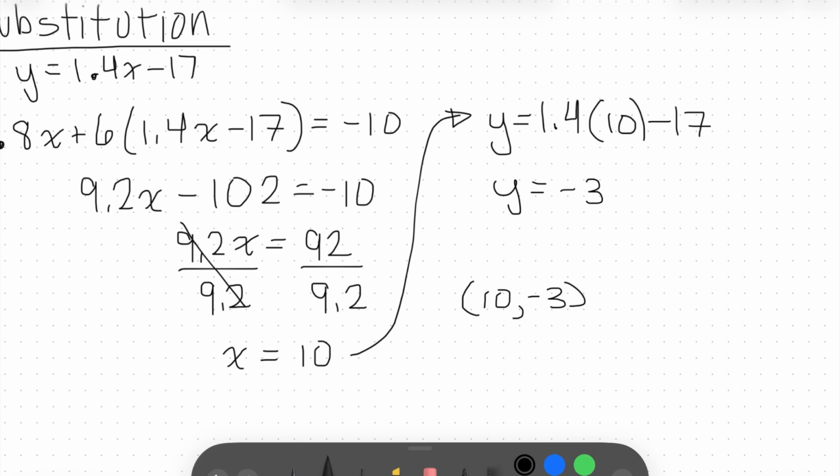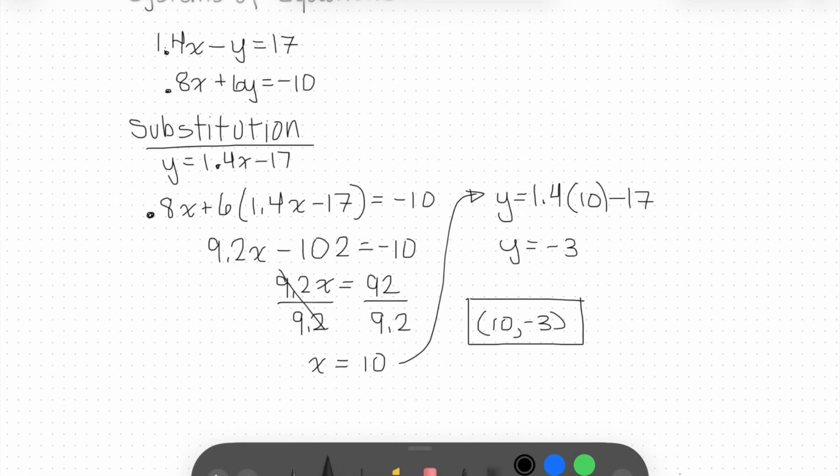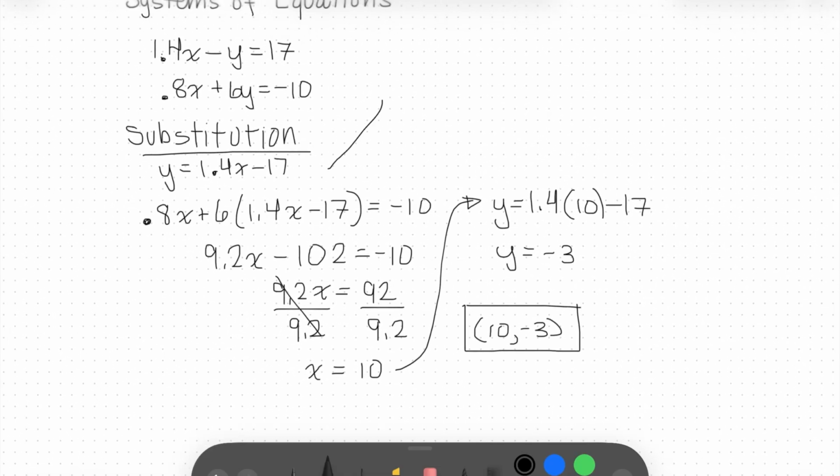Anytime we're working with a system, a good way to represent your solution is with a point. The idea being that that's where these two equations intersect. These two equations intersect at this point. Which leads us to another way of solving this. Let's look at it graphically, okay?